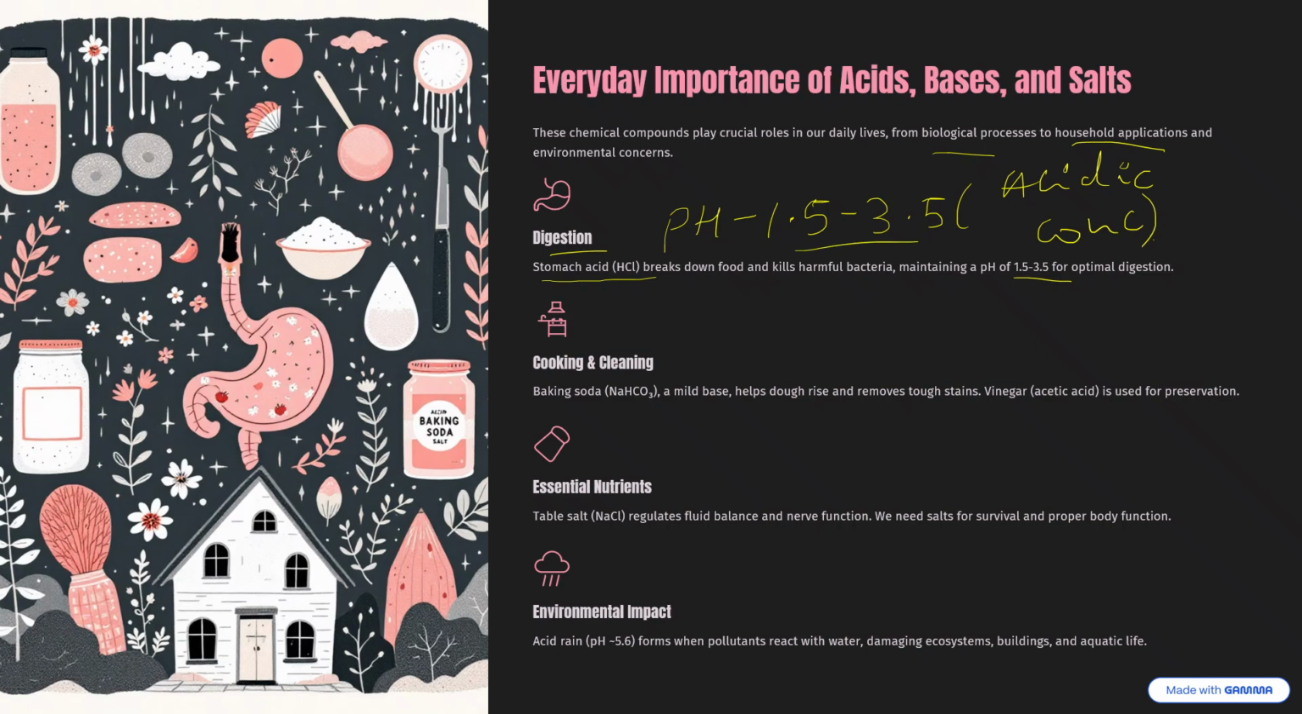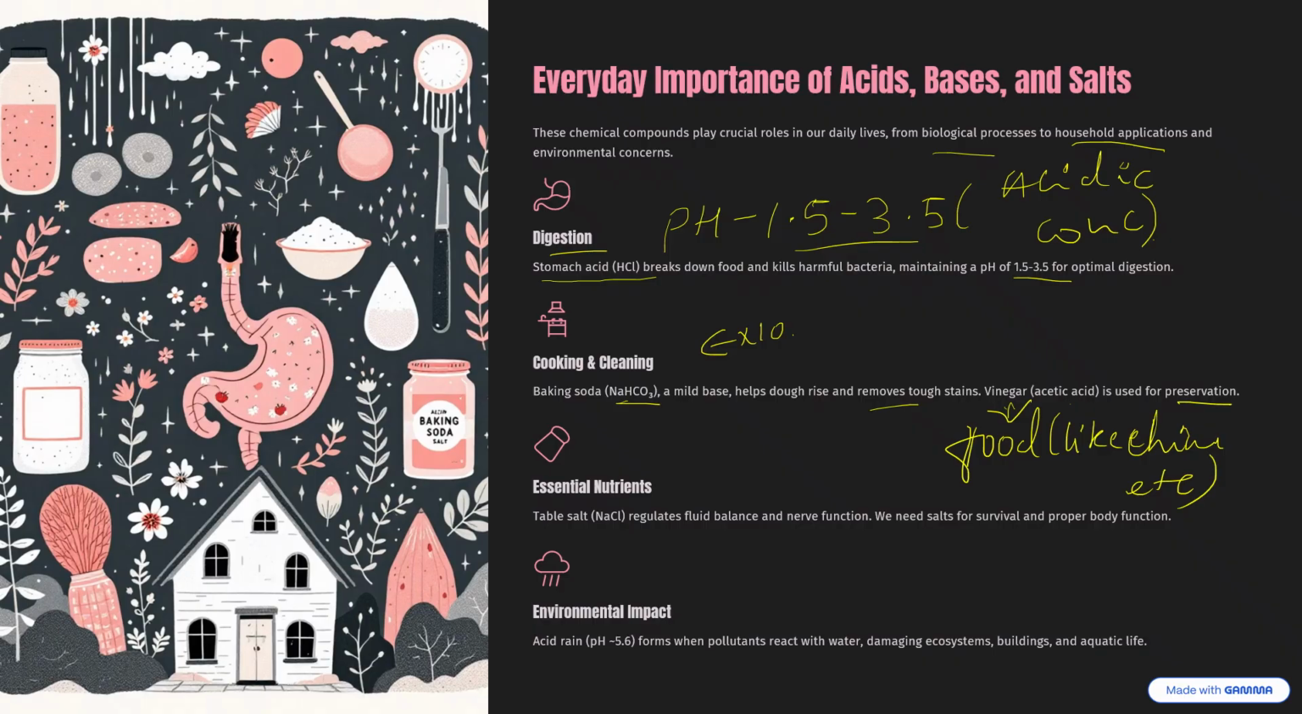Next comes cooking and cleaning. Baking soda, that is sodium bicarbonate, a mild base, helps dough rise and removes tough stains. For example, we add it to food for fermentation, and it removes tough stains even. Vinegar, acetic acid, is used in foods like Chinese and others, and is used for preservation. So acetic acid is used as a preservative.